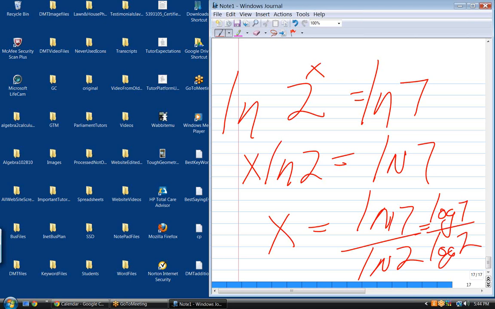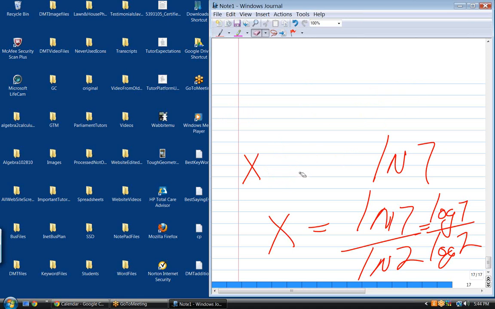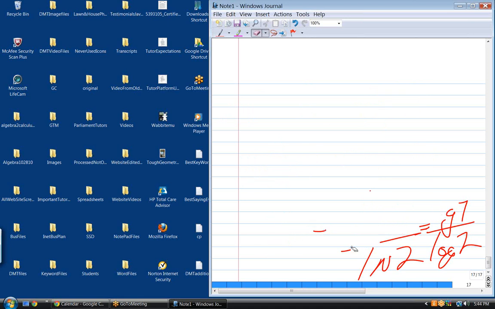Okay? So rather than trying to figure out what special log you should take to solve these equations, I would suggest just always take natural log or common log. The advantage of taking either one is you can get your answer immediately on the calculator. You don't have to go through the change of base.